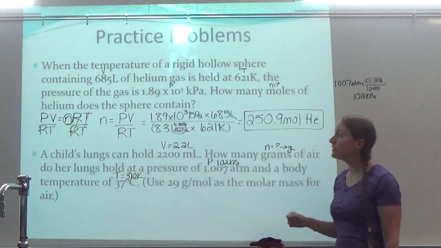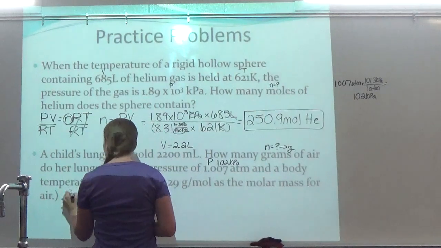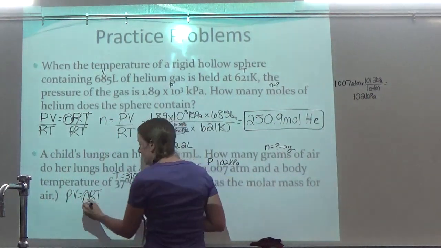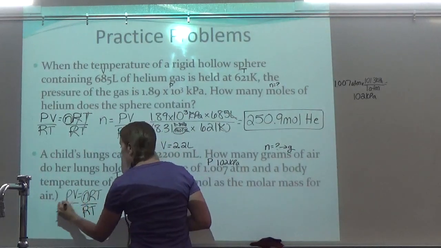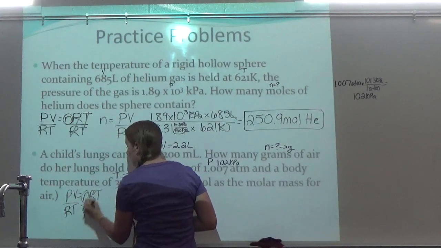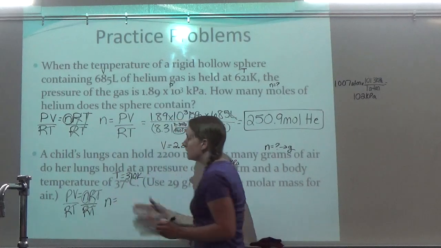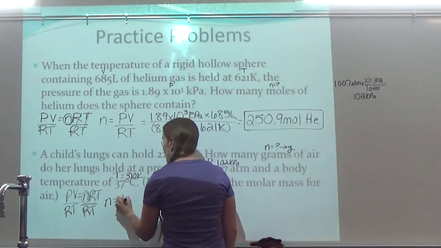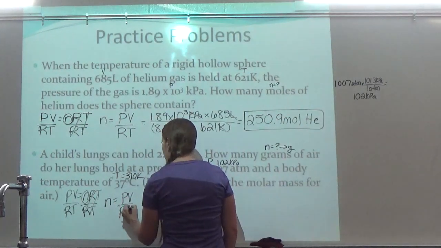So we're solving for n again. Remember, you don't have to solve for n. I just happen to pick the one where we're solving for moles. You can solve for any variable. I mean, obviously you probably wouldn't solve for R because we already know what that is. So I get n by itself by dividing both sides by R and T. So n equals P times V over R times T again.